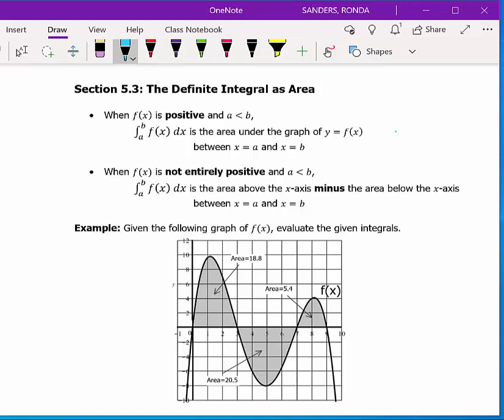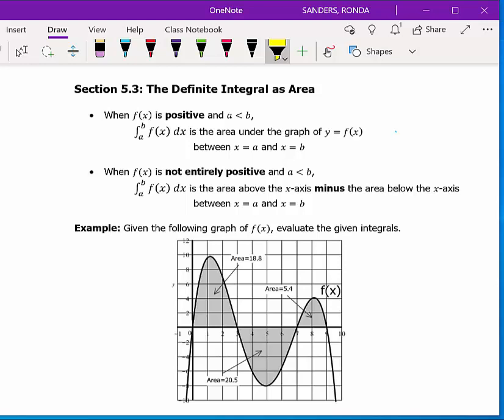Section 5.3, the definite integral as area. When f of x is positive and a is less than b, the integral of f of x dx is the area under the graph of y equals f of x between x equals a and x equals b.